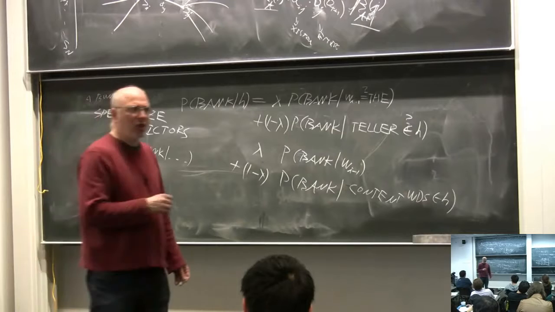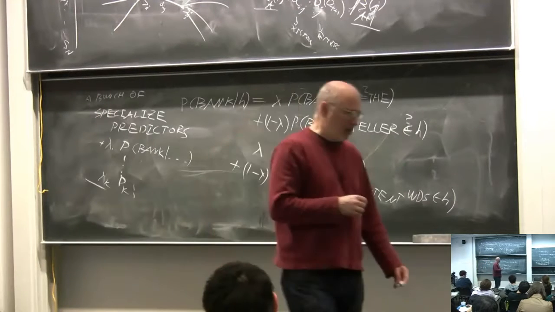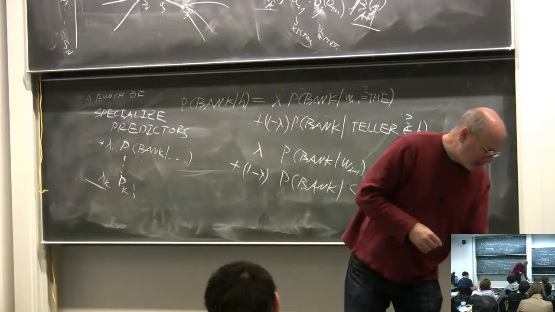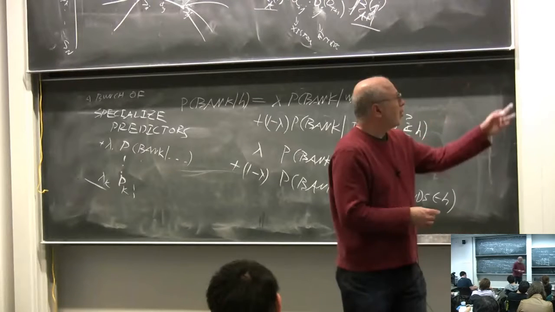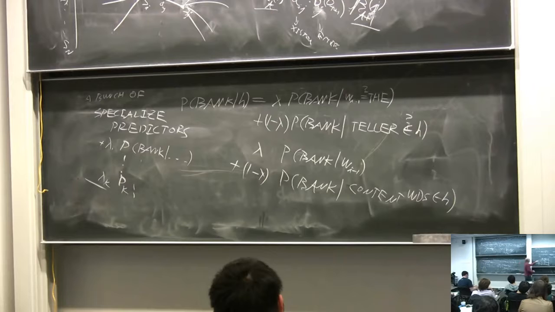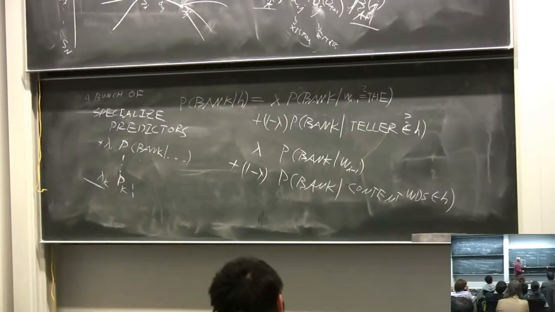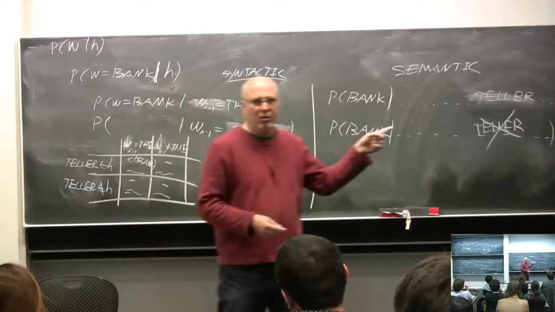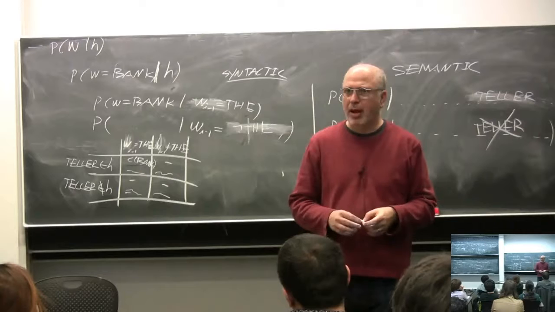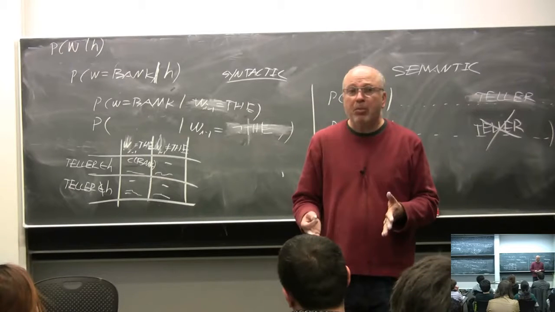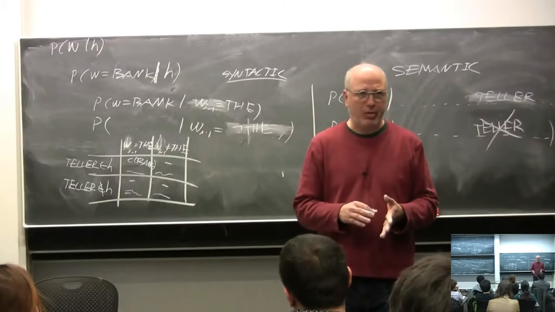On the negative side, linear combination of probabilities doesn't always make sense. I deliberately chose this example of bank and the, because after the, we expect nouns. Maybe adjectives, but likely to get nouns. After a verb, we don't expect nouns.